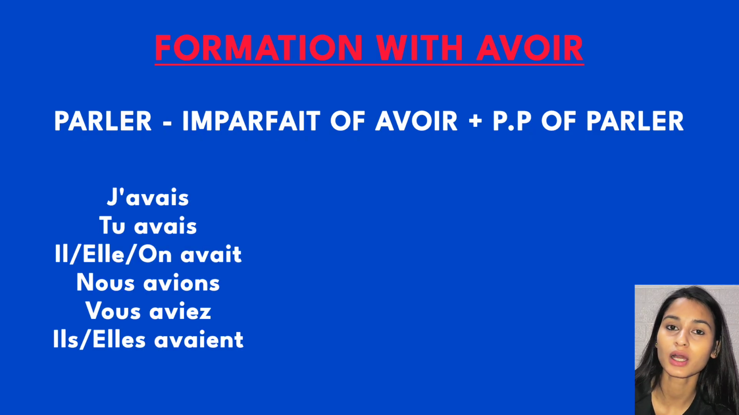First, we are going to conjugate avoir in imparfait. So it becomes j'avais, tu avais, il avait, nous avions, vous aviez, and elles avaient. And now we will add the past participle of the verb parler, which is parlé.